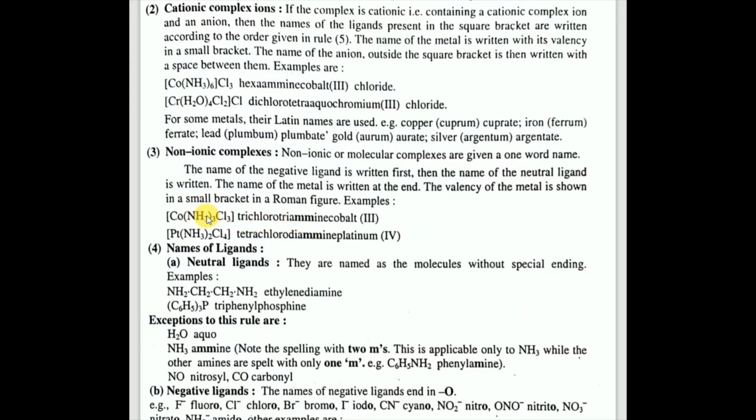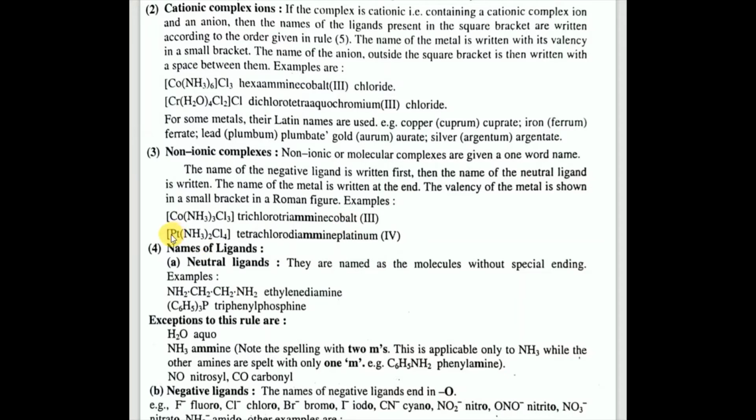So friends, first we consider, when ammonia ligand is there in any complex, then we write the name of ammonia as ammine, means double M is used here. Therefore, in this particular example, the IUPAC name is trichlorotriamminecobalt, and a small space, then write the oxidation number of the metal in Roman figures. Therefore, the complete IUPAC name according to the rules of non-anionic complex ion is trichlorotriamminecobalt(III).